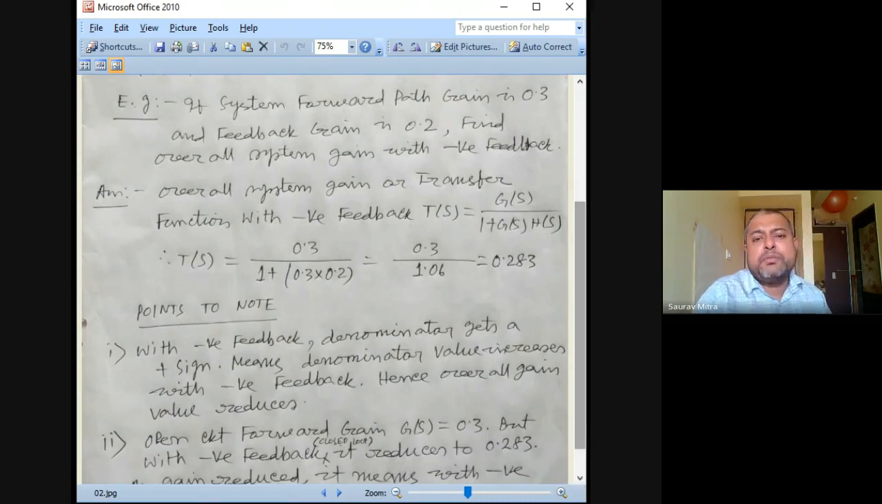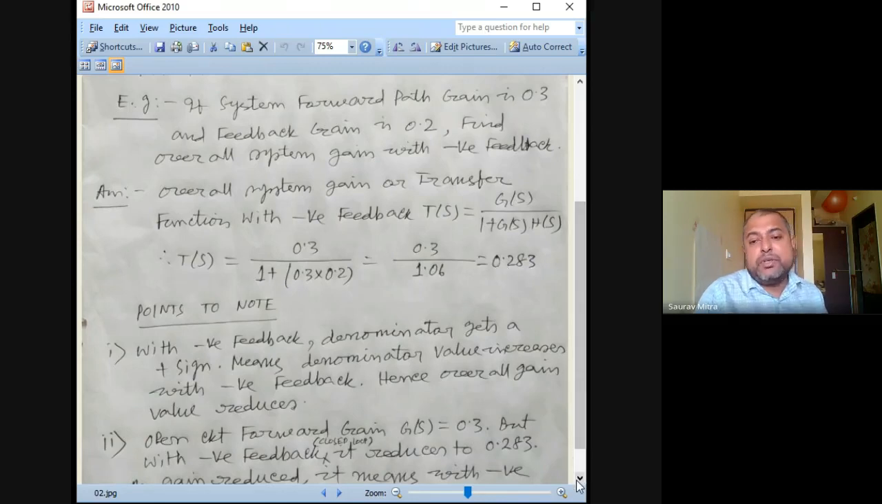If a system has forward path gain G as 0.3 and feedback gain H as 0.2, find the overall system gain with negative feedback. In that case, T(s) equals G by 1 plus GH. G is 0.3, and 1 plus G into H, multiplying G into H, gives 0.3 by 1.06. So the gain with negative feedback becomes 0.283, and with the open loop system the gain was 0.3. G(s) was 0.3, but G by 1 plus GH becomes 0.283.